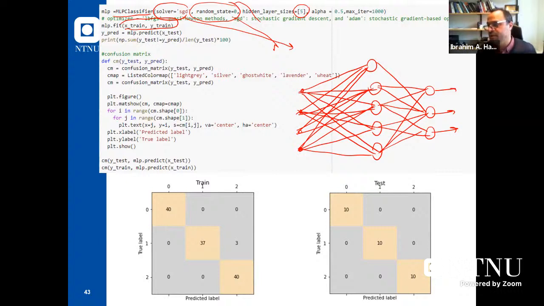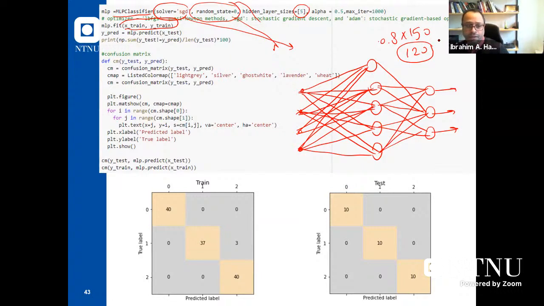So, for example, here in this problem, how many samples do we have? We selected 80% of 150 as the training set. So the sample size will be 0.8 times 150, so it will be 120, correct? 120 data points. So the batch size here will be 120.